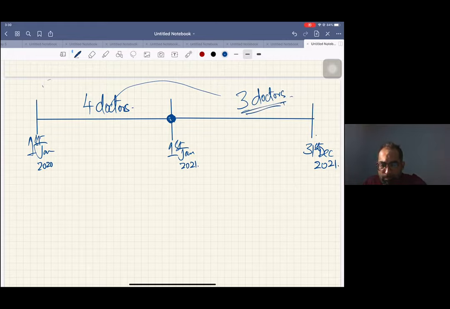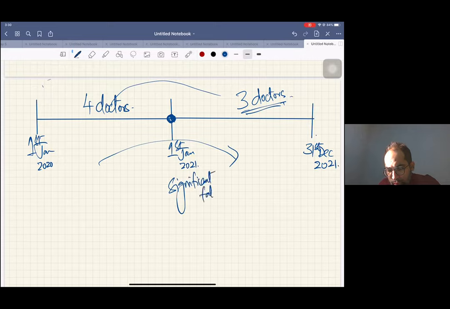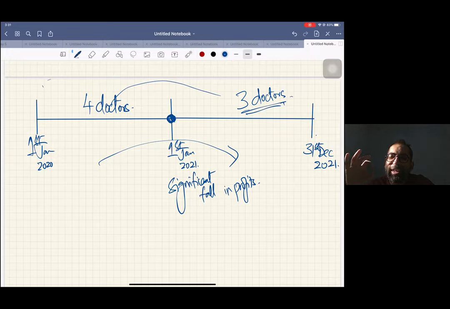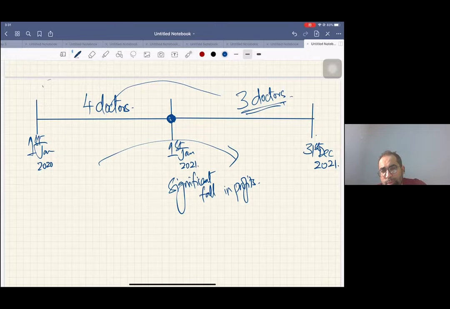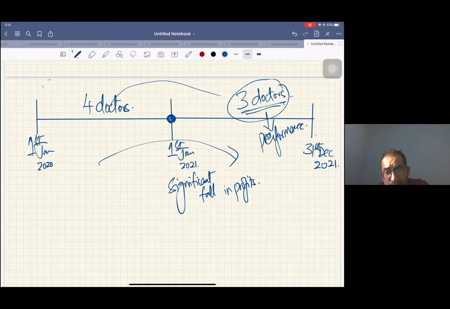Now wait. In the question, it was written that there was a significant fall in profits in this one year. Because this one doctor left the company, the other three doctors started crying. Just listen to the story: the profitability of the hospital went down because of that doctor. But you know what's the reality? The inside reality of this story was that these three doctors' performance also went down. So the reason for the profitability downfall was these three doctors as well.